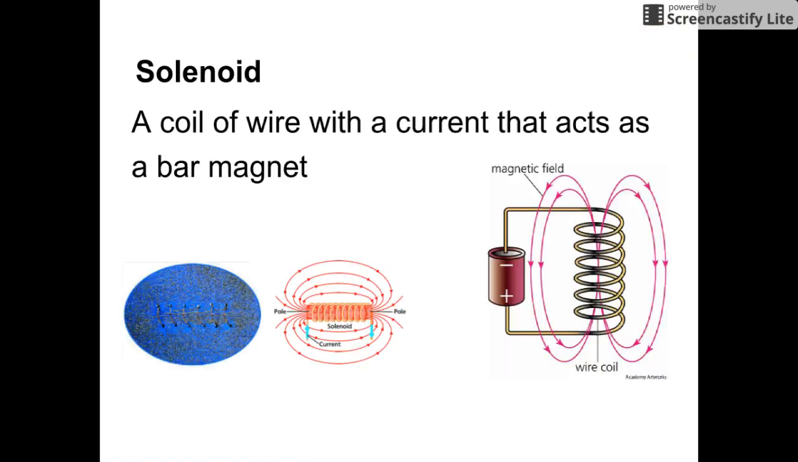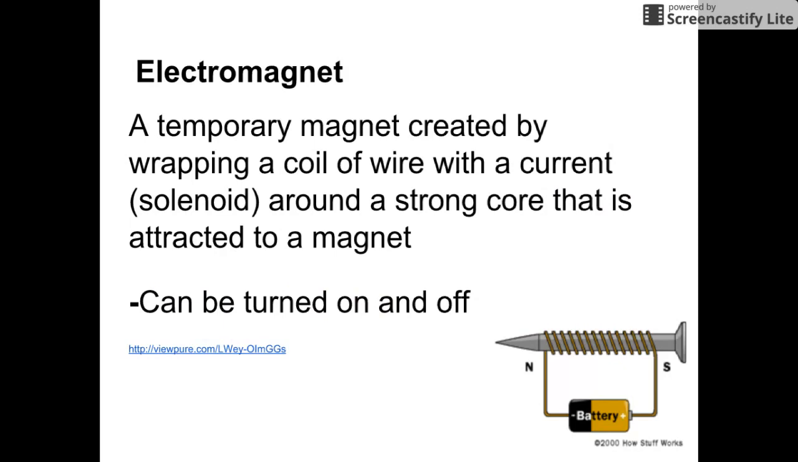Now yesterday, around our nail, we created what's called a solenoid. We created a coil of wire, and we passed an electric current through that wire, and when that happened, we made our nail become a bar magnet. The paper clips were able to stick to it. So again, we created an electromagnet, which acts like a bar magnet when there is an electric current running through it.